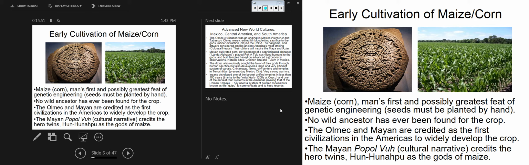So what we're taking a look at here is just a couple of the factors related to the earliest genetic engineering, taking different seeds, planting them together by the Olmec and the Mayan. There is no wild ancestor that has been found for the crop. And it is spread as far south as, well, close to the southern tip of South America, and it is spread far north.